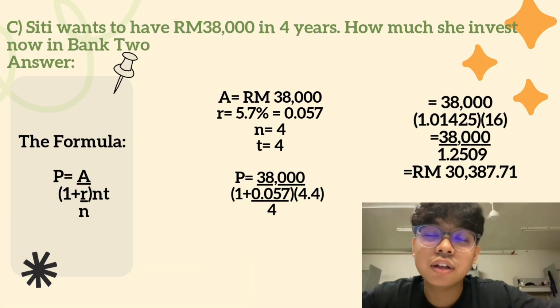Today I will discuss case study 1, section C. Siti wants to have 3,800 ringgit in 4 years. How much should she invest now in bank 2?